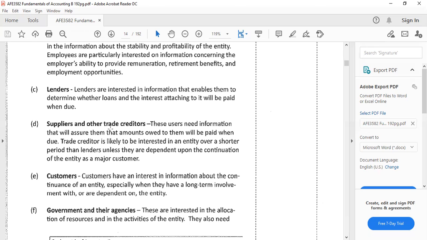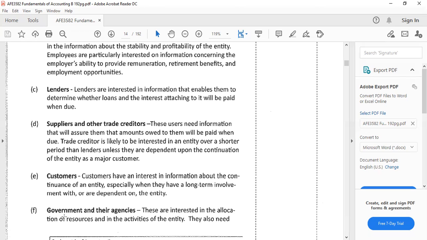Obviously, they would want a business that will run forever, a business that will continue running in future. Then they will feel like, yes, this is a good business, we should still continue buying from that business. But if the business is not doing well, they wouldn't want to be customers of that business, so they'll change to other people, especially when they have a long-term involvement with or are dependent on the entity.